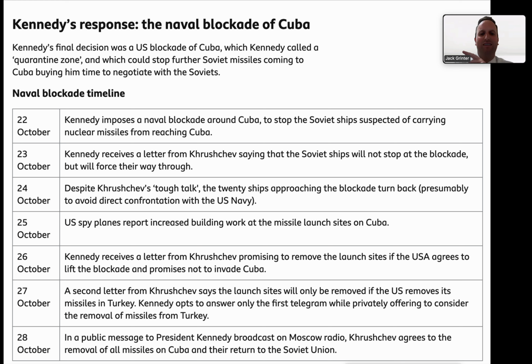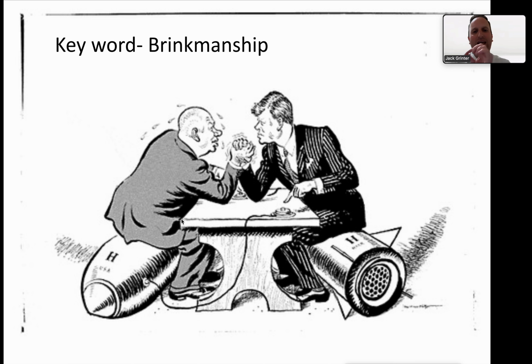So Kennedy answers the first telegram, really, and privately considers the removal of missiles from Turkey. As a result of that, Khrushchev agrees to actually remove the missile sites from Cuba. The boats, they turn round. The missiles never actually end up going onto Cuba. And the key thing of this is, it got to the point where nuclear war was on the brink. And the key word from the Cuban Missile Crisis is brinkmanship.